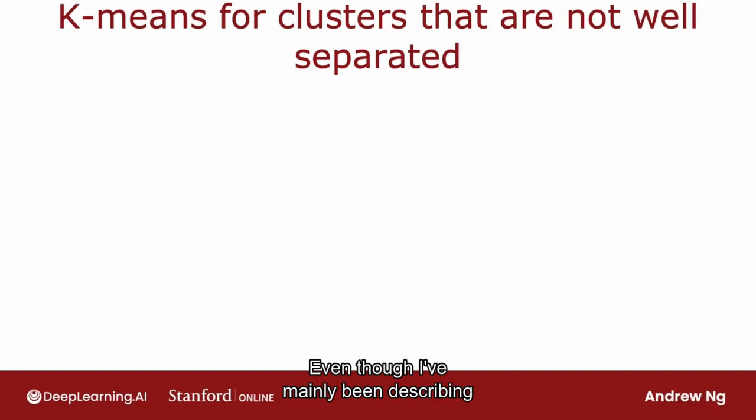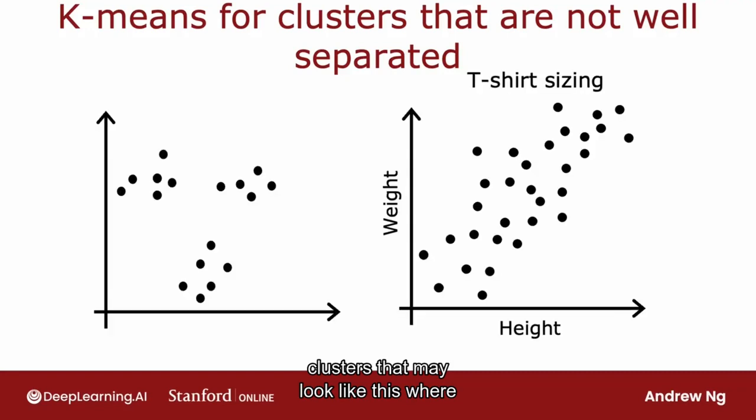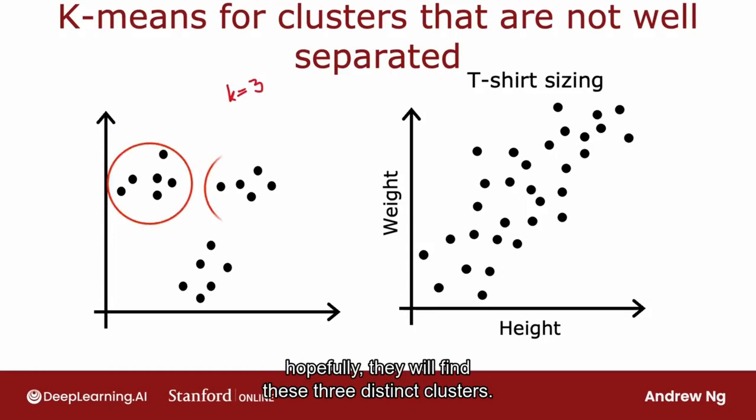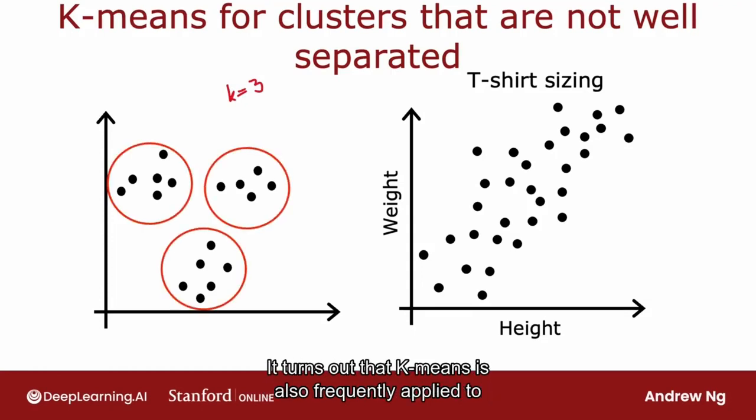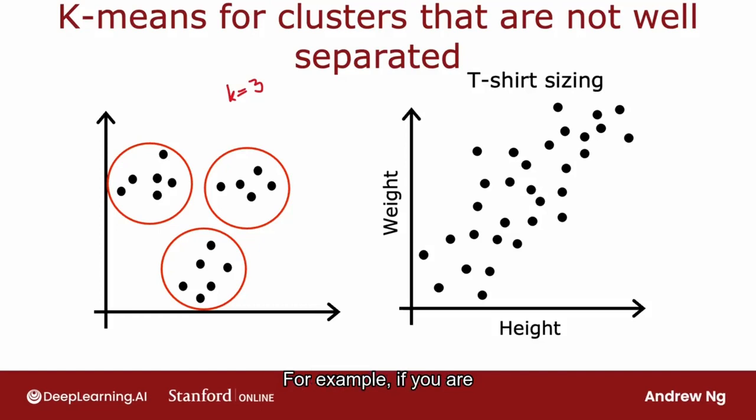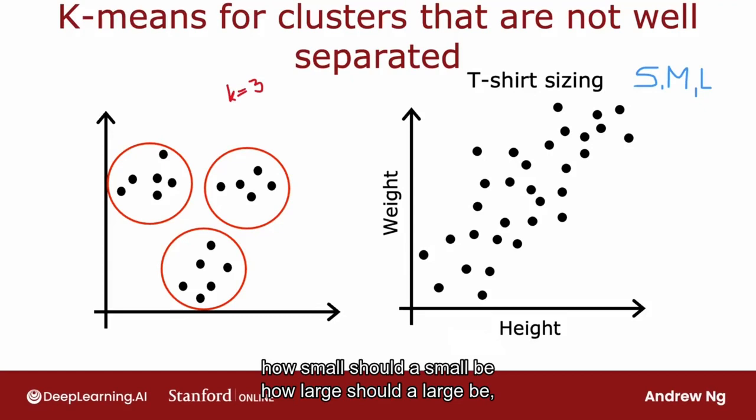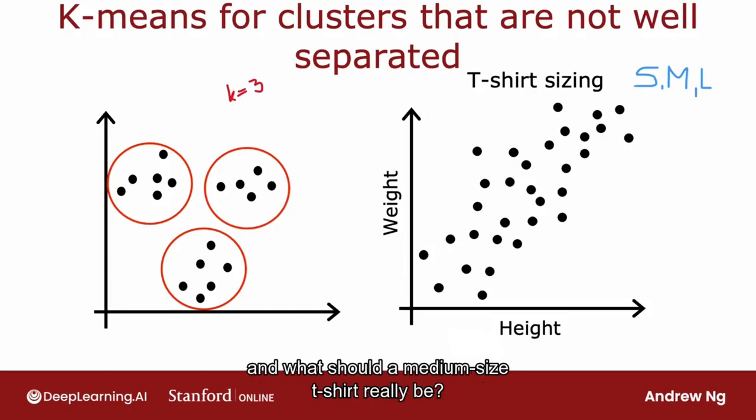Even though I've mainly been describing k-means for clusters that are well separated, so clusters that may look like this, where if you ask it to find 3 clusters, hopefully it will find these 3 distinct clusters, it turns out that k-means is also frequently applied to datasets where the clusters are not that well separated. For example, if you are a designer and manufacturer of cool t-shirts and you want to decide, how do I size my small, medium, and large t-shirts? How small should a small be? How large should a large be? And what should a medium-sized t-shirt really be?